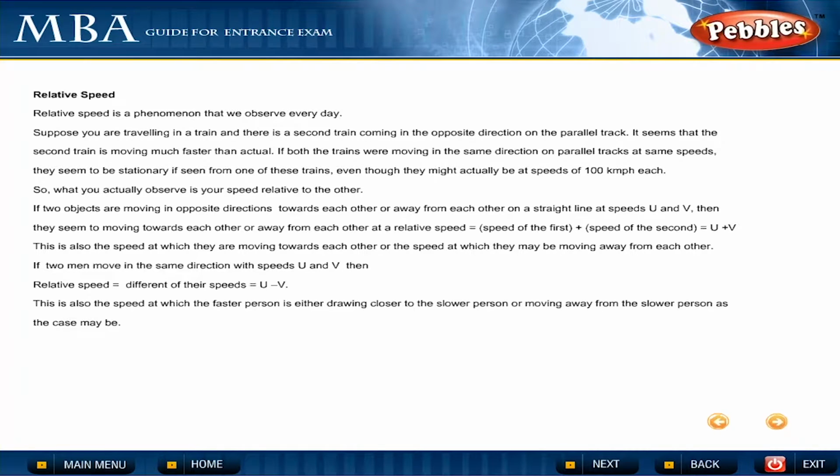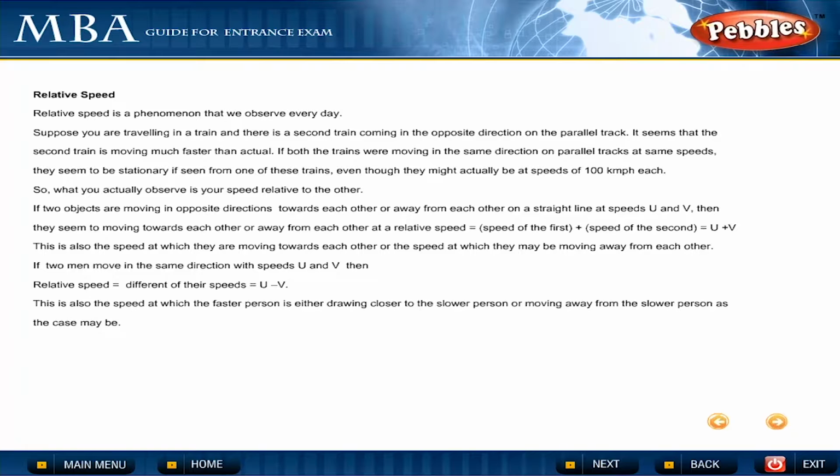If two objects are moving in opposite directions towards each other or away from each other on a straight line at speeds u and v, then they seem to be moving towards each other or away from each other at a relative speed equal to speed of the first plus speed of the second, which is u plus v. This is also the speed at which they are moving towards each other or the speed at which they are moving away from each other.